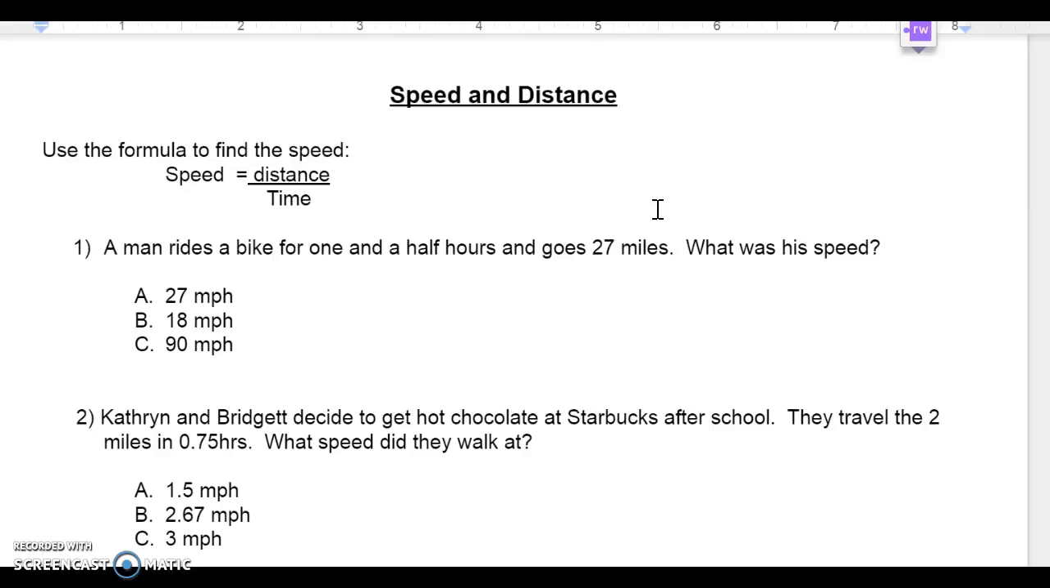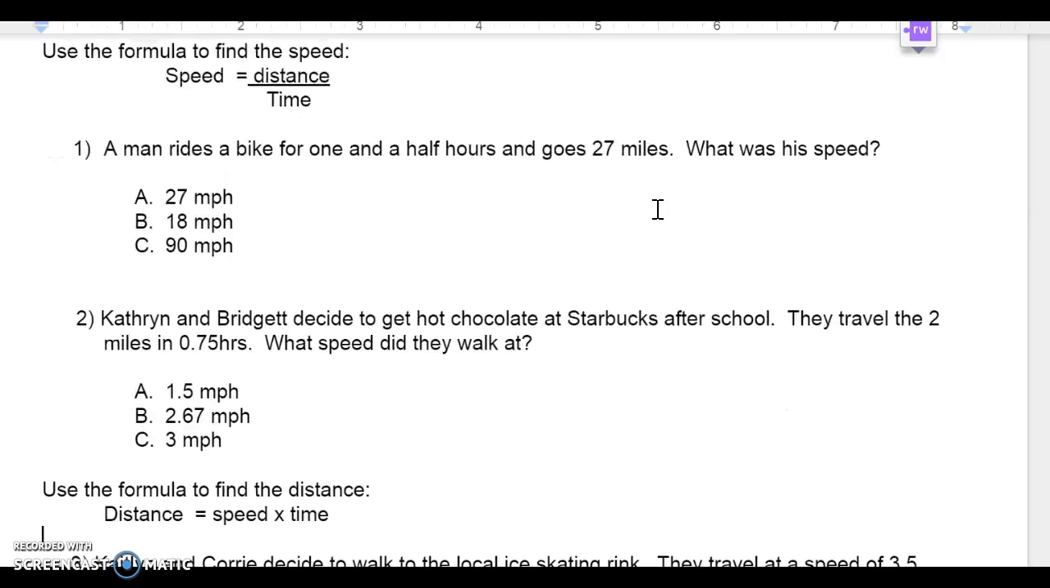Number 2, Catherine and Bridget decide to get a hot chocolate at Starbucks after school. They travel the 2 miles in 0.75 hours. What speed did they walk at? A, 1.5 miles per hour, B, 2.67 miles per hour, or C, 3 miles per hour.